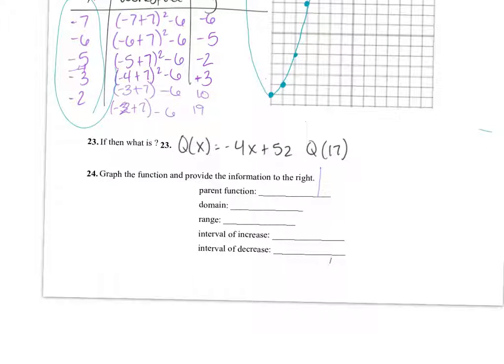For this one, it's just like what we did in number 19. All we're going to do is sub 17 in for x into the function. So we have negative 4 times 17 plus 52. And when we do that, negative 4 times 17, we get negative 68 plus 52 gives us negative 16.